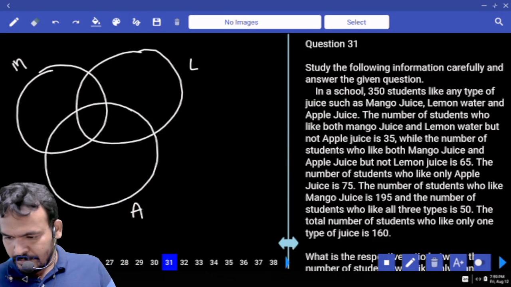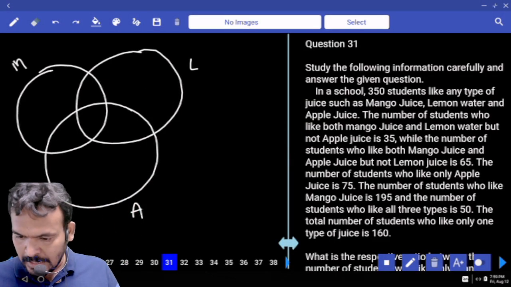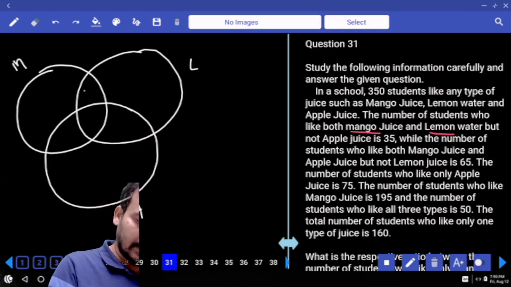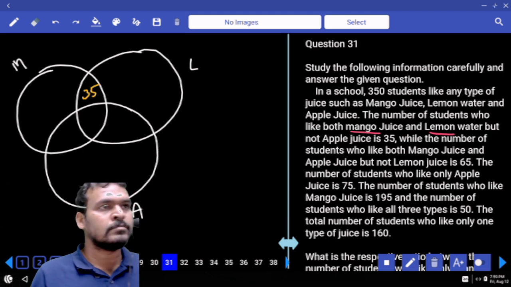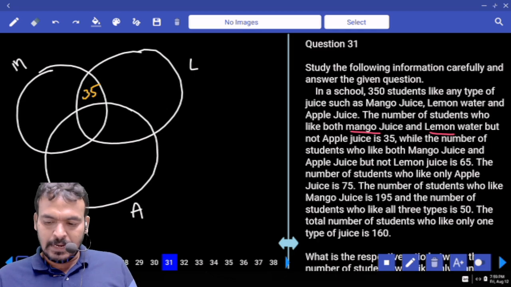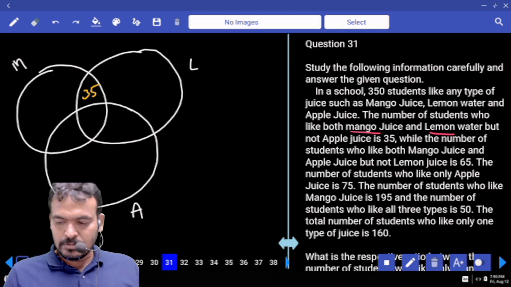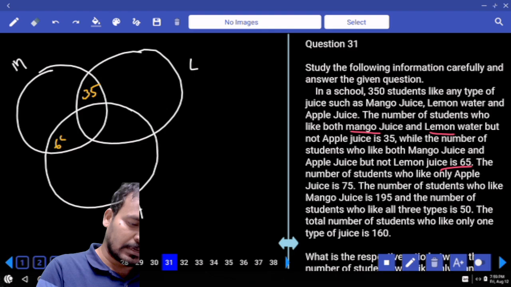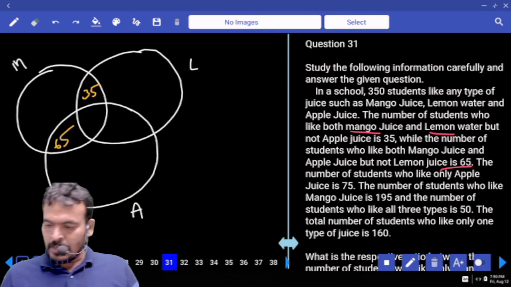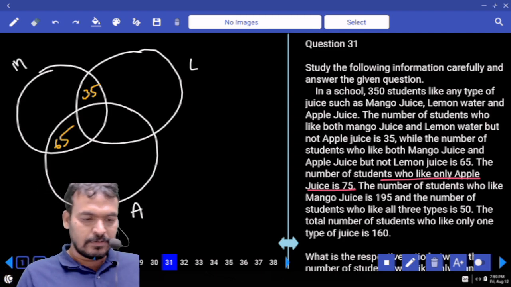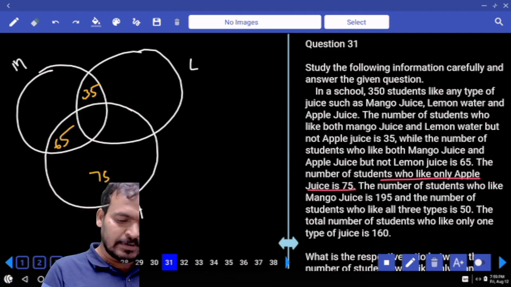First, the combination of mango and lemon. Mango and lemon is how much? 35. Next, the number of students who like both mango juice and apple juice but not lemon juice means mango and apple is how much? 65. And one more, the number of students who like only apple is how much? 75.